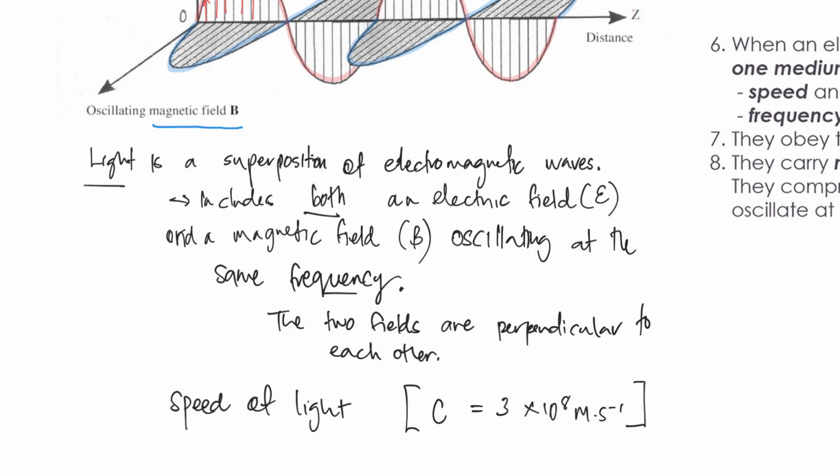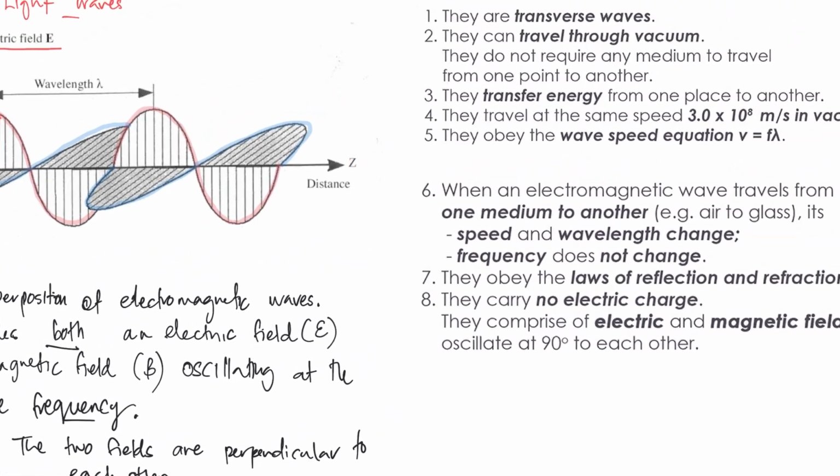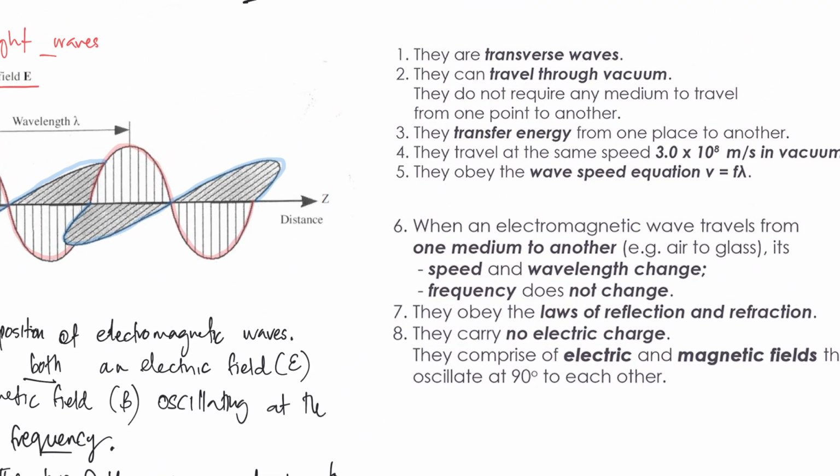Right, so that's the first little bit. The second bit is a little bit about light. Light is a transverse wave. It can travel through a vacuum. What that means is a vacuum is a space that has no matter or even no atoms. A good example of a vacuum is outer space. They do not require any medium.